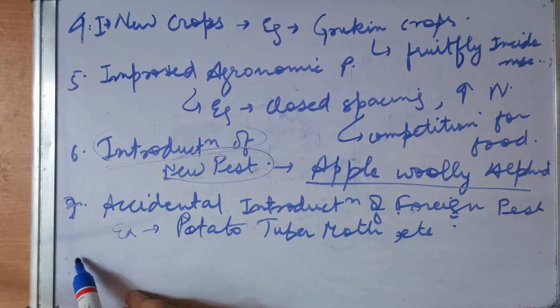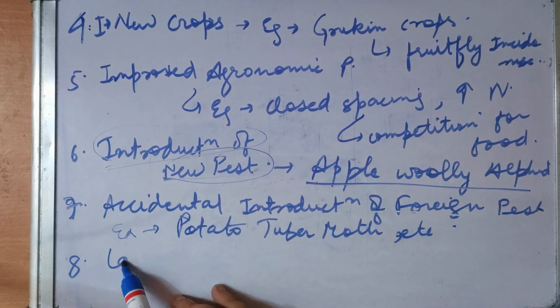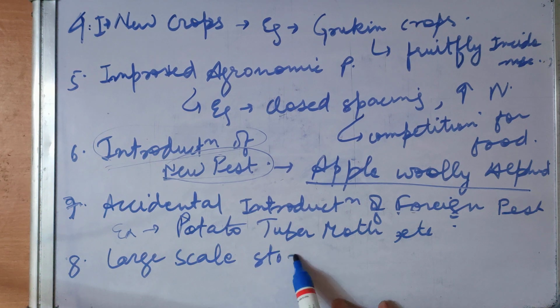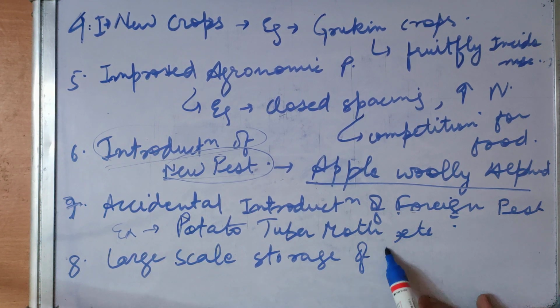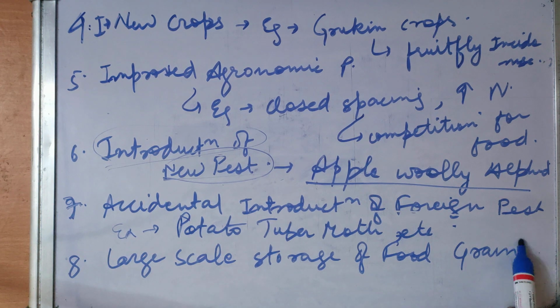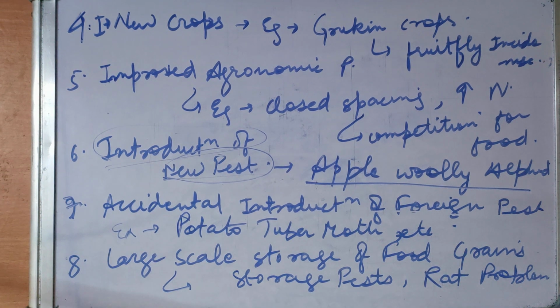Number 8, large scale storage of food grains. This leads to the outbreak of storage pests, rat problem, etc. So these were the causes of pest outbreak.